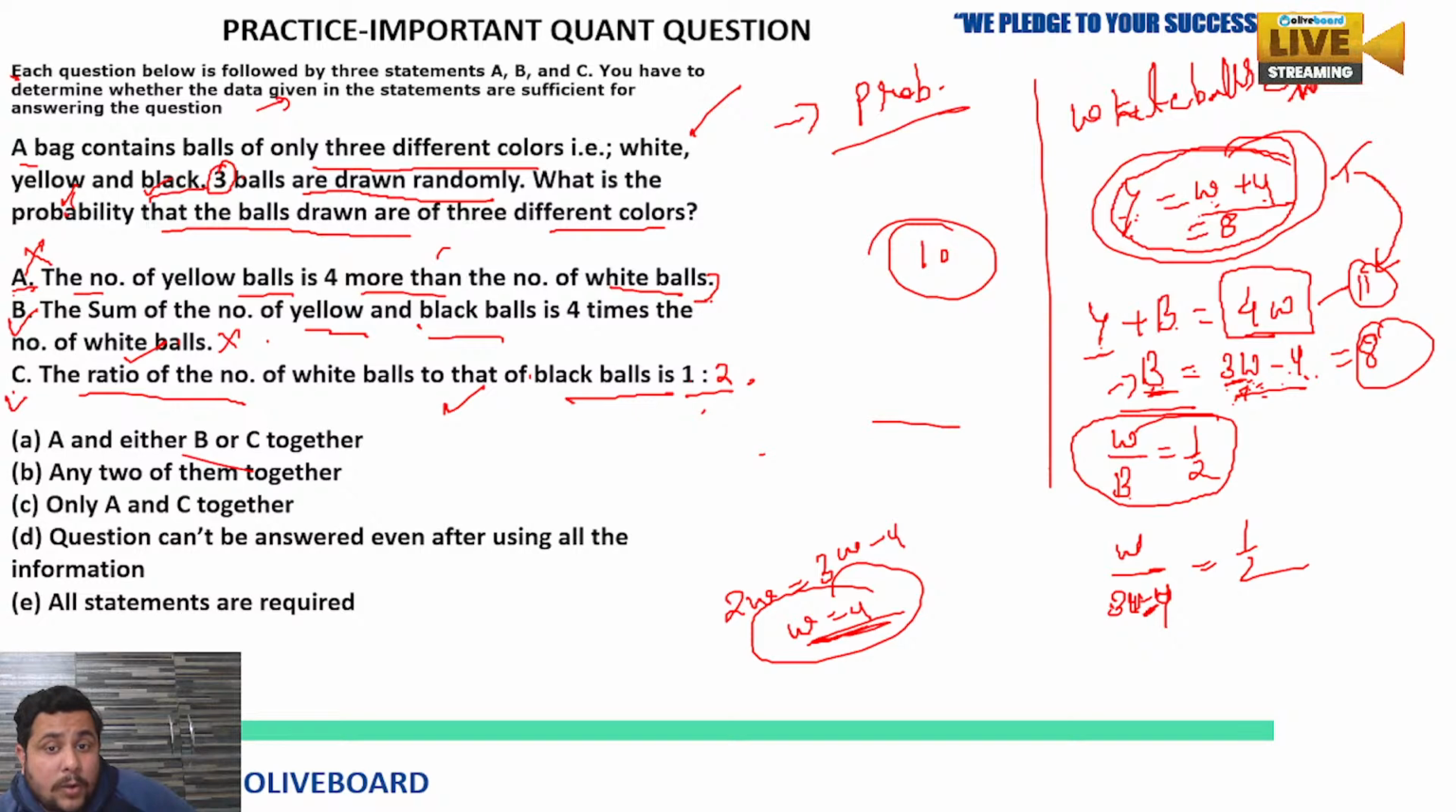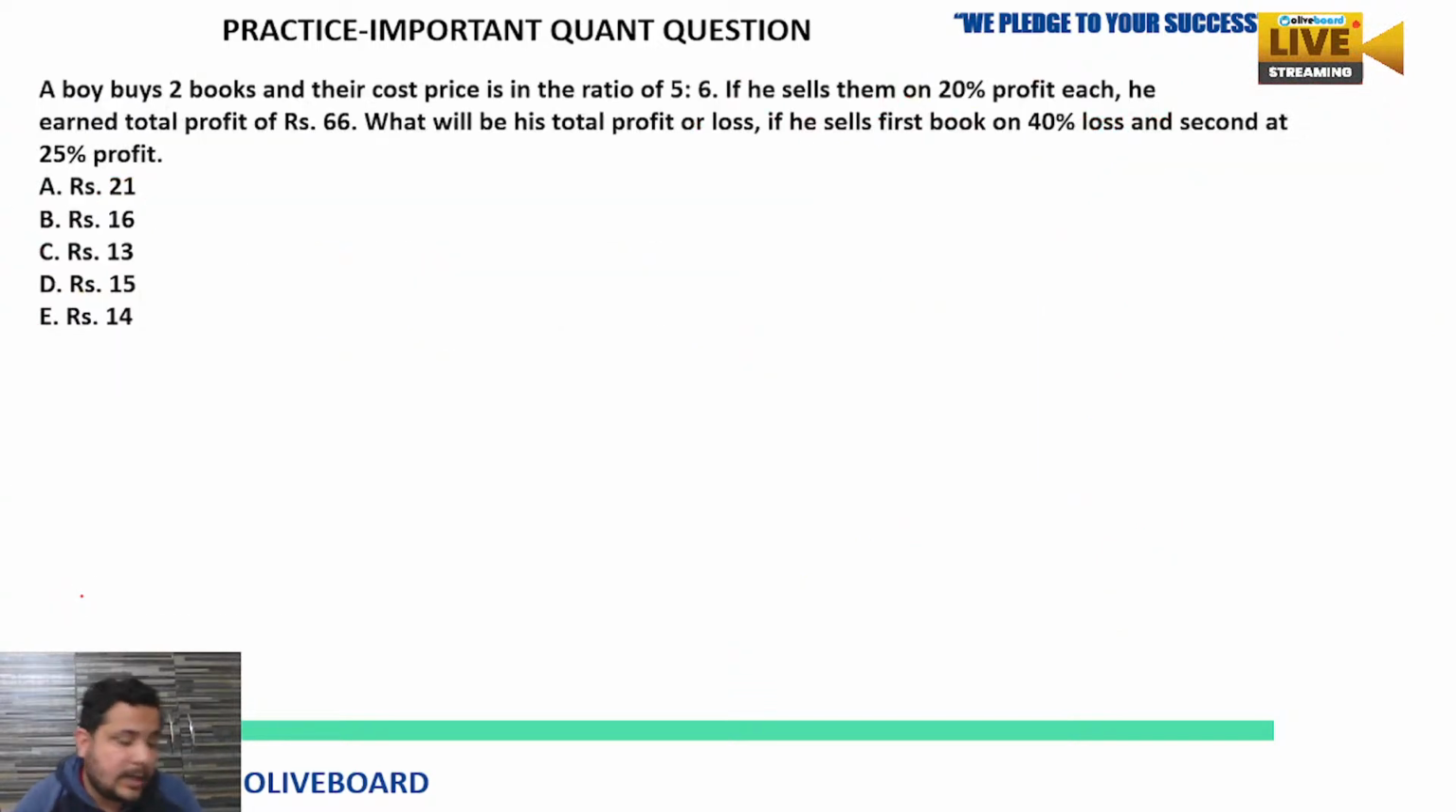So by the help of all three statements we can get the total number of balls, and if we get the total number of balls, then we can easily find out the probability that the balls drawn are of three different colors. I hope now you understood why it was so important to sum up all these things. First you need to go through all the statements, whether alone they are sufficient, then go for the together relation. So our answer will be: all statements are required to answer.